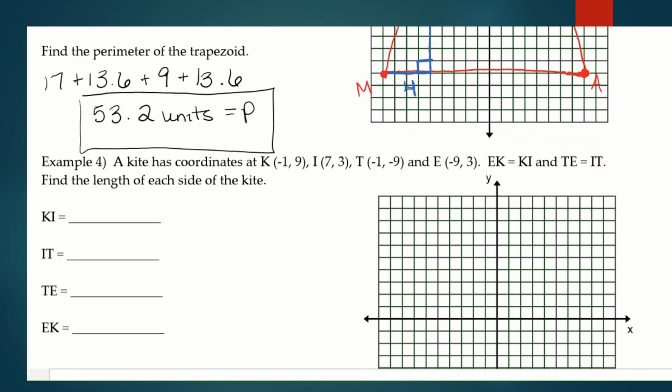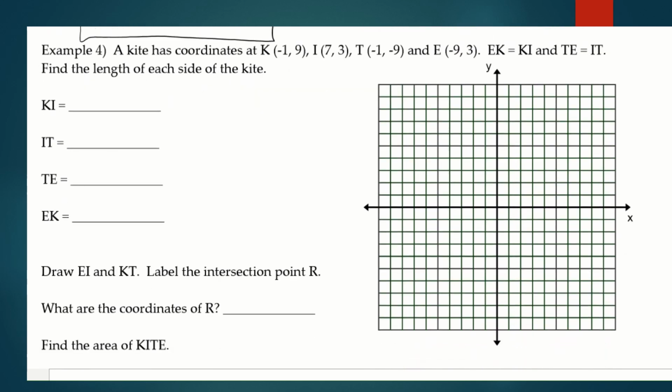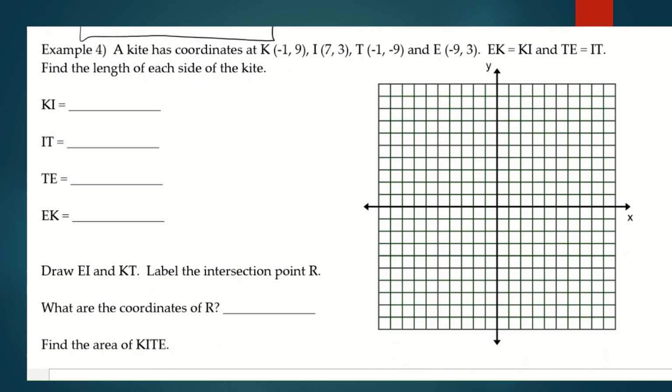All right, let's look at example 4. A kite has coordinates K-I-T-E, EK equals KI, and TE equals IT. Okay, so that's good to know. Find the length of each side of the kite. All right, we can do that.